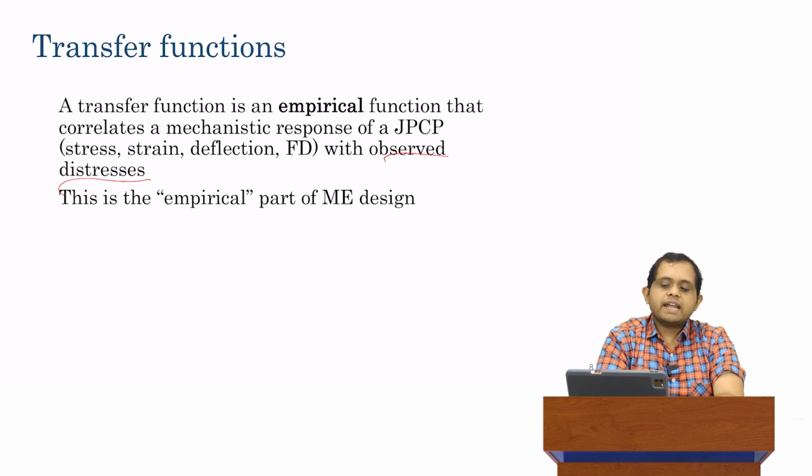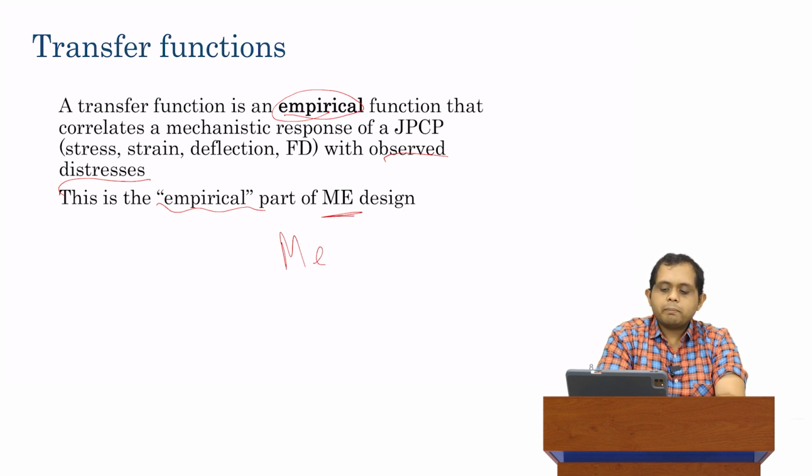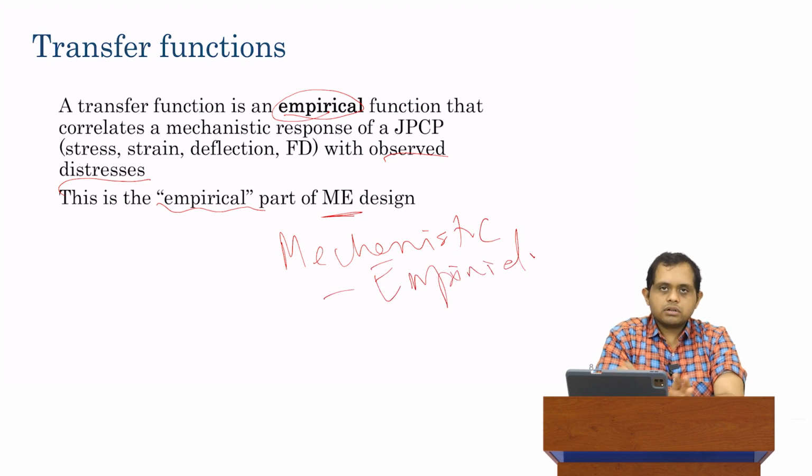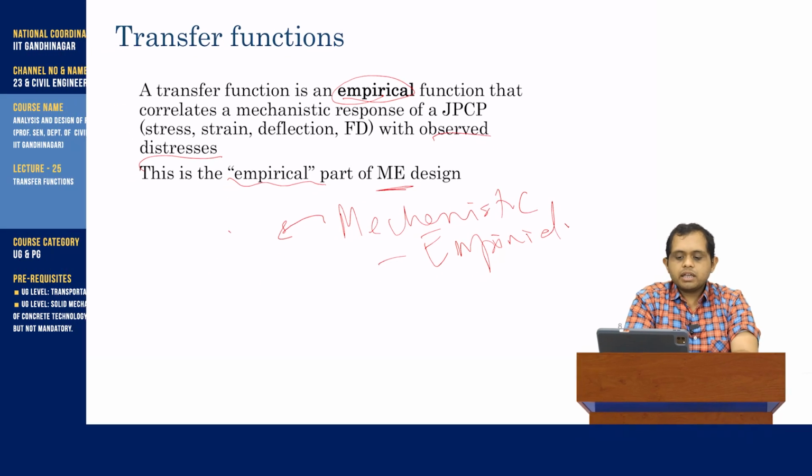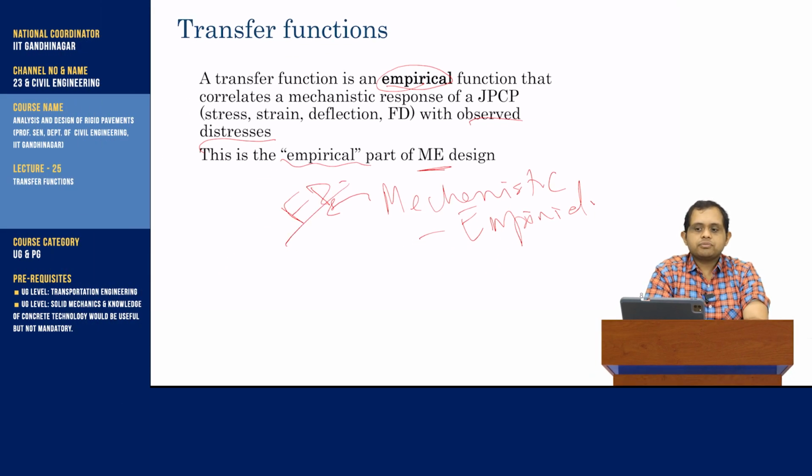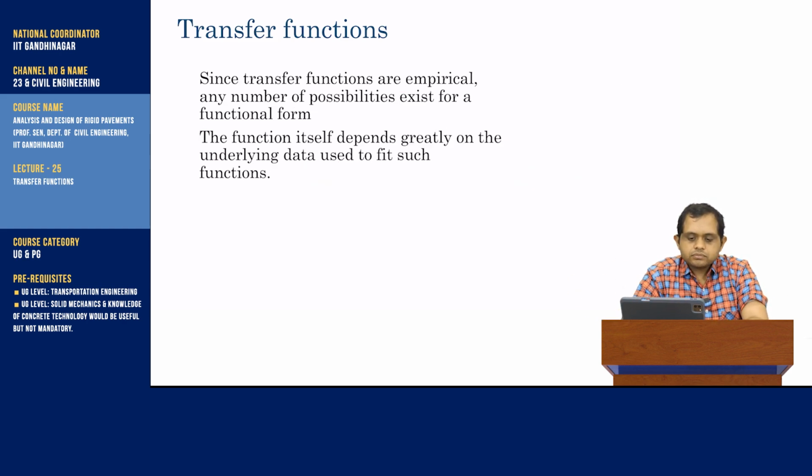These transfer functions are empirical, and this is actually the empirical part of ME design. So ME, recall, stood for mechanistic empirical. And now I can formally give you the definition of mechanistic empirical. We have enough background. The mechanistic part for JPCP is the calculation of fatigue damage. The empirical part is the calculation of distresses. This is what mechanistic empirical design means.